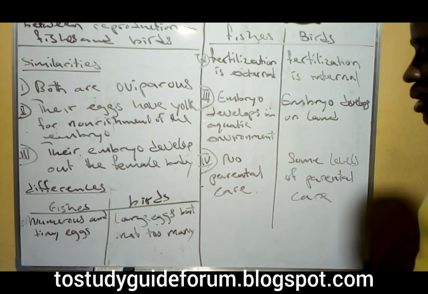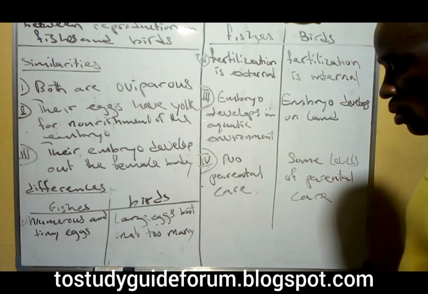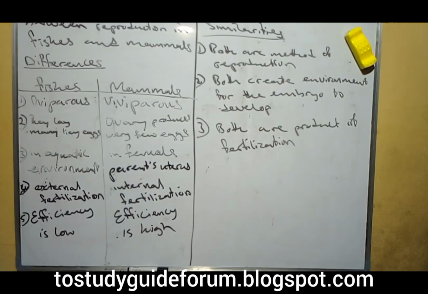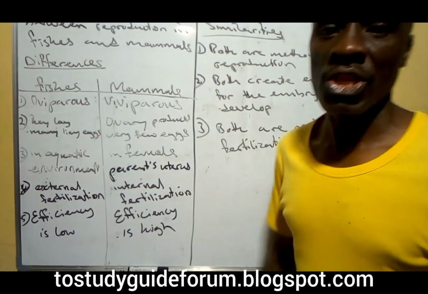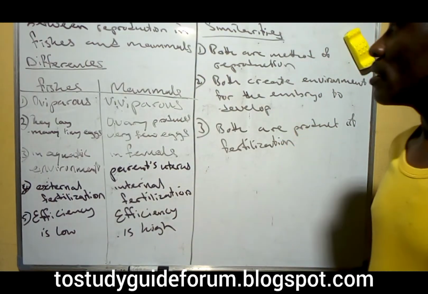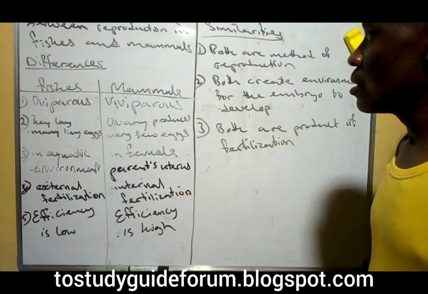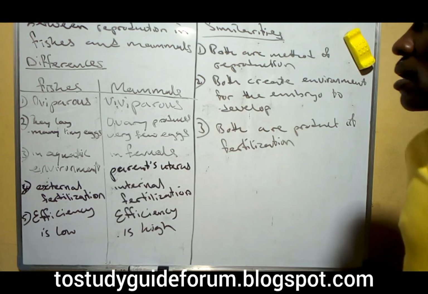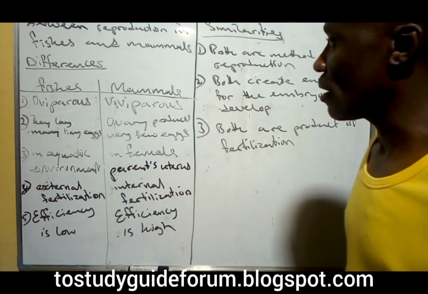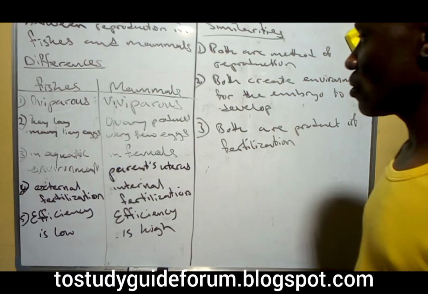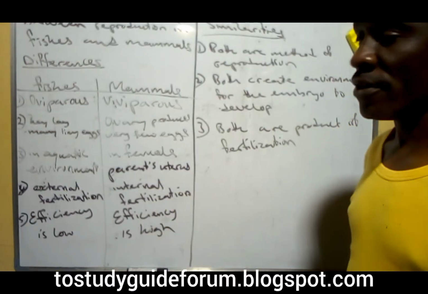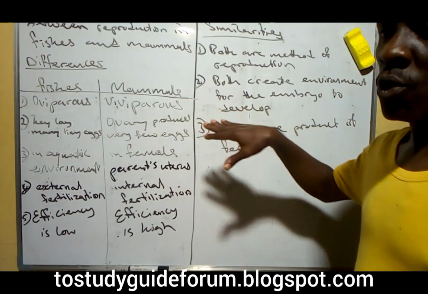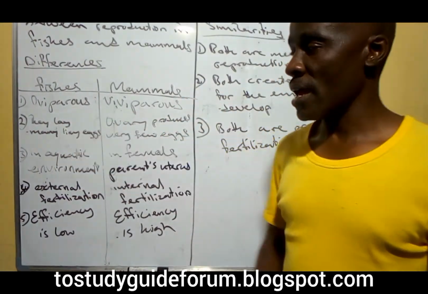So the next thing we're going to do now is go into some other vertebrates. This time we'll be looking at the differences between reproduction in fishes and mammals. Now, the fish are oviparous, while the mammal is viviparous. That means they don't lay eggs; they produce their young alive, while the other one lays eggs.